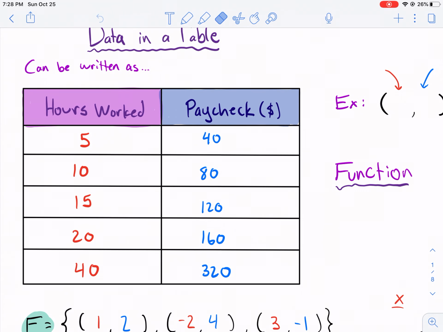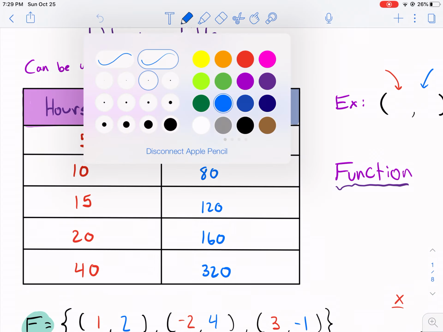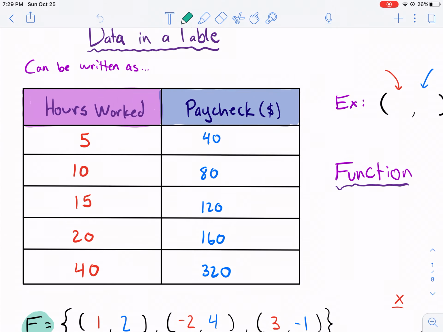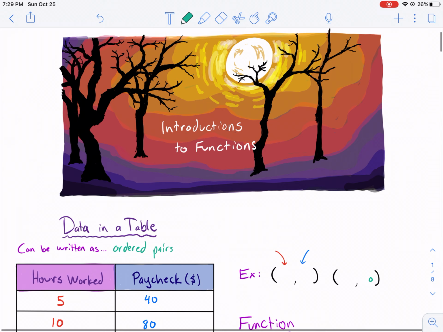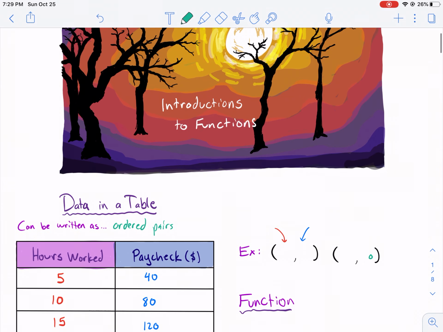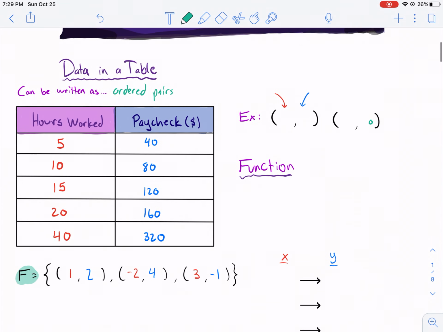As you can see here, we have a column on the left, a column on the right, and all of these data points can be written as what? They can be written as ordered pairs. Okay, so these can be written as ordered pairs. Now, one thing I want to preface: we already started, but this is going to be a longer section, so this is going to be split up into multiple videos, so buckle up, people.